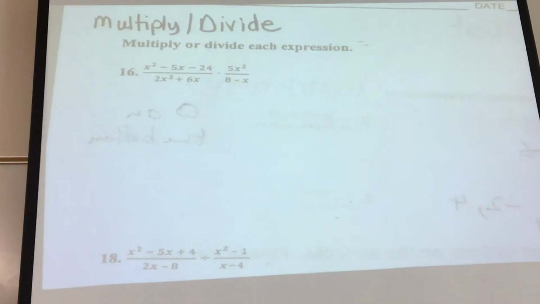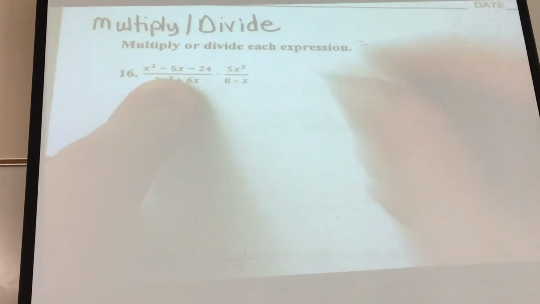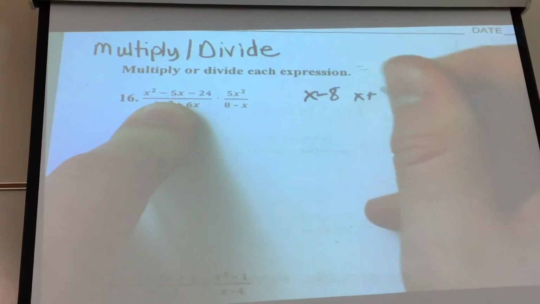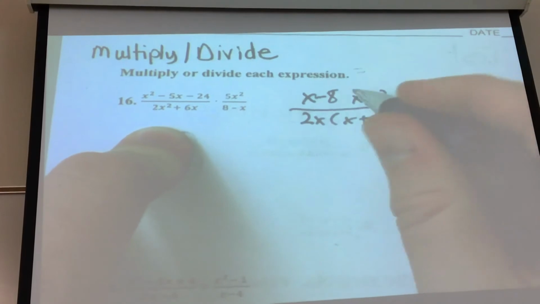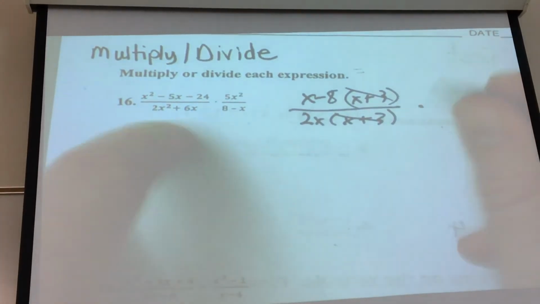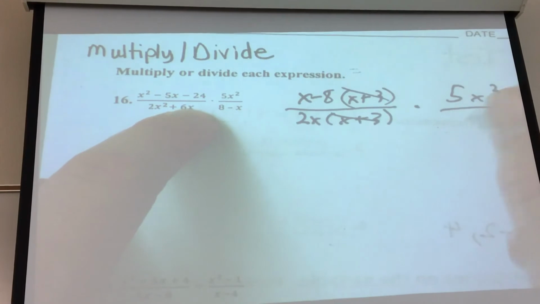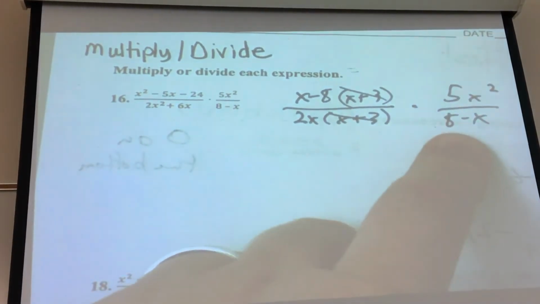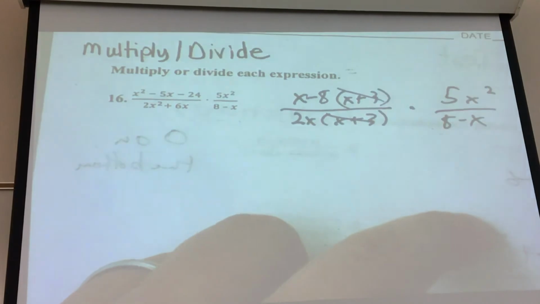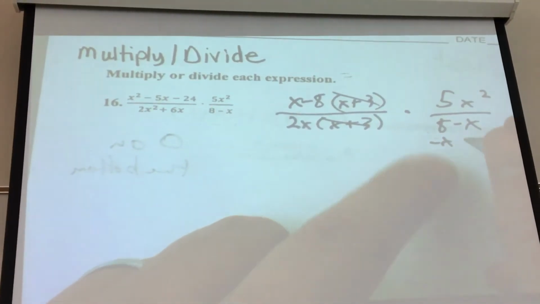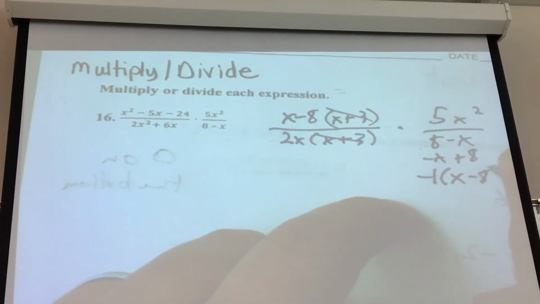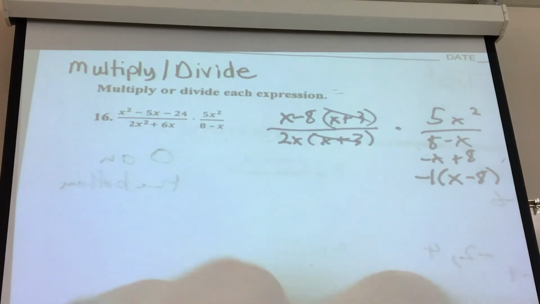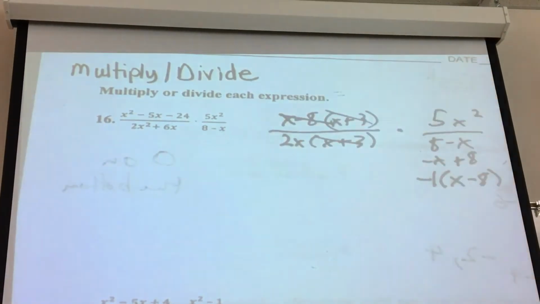Multiplying and dividing, same kind of thing, but you're looking for the most reduced it can possibly be. So you start by factoring. This is x minus 8, x plus 3 over 2x times x plus 3. So already, top and bottom, I've got factors that match up. Then I'm multiplying by 5x squared over 8 minus x. This one's tricky because it's essentially the same. If we write it in backwards order, that's negative x plus 8. So I can factor a -1 out of that and make it x minus 8.